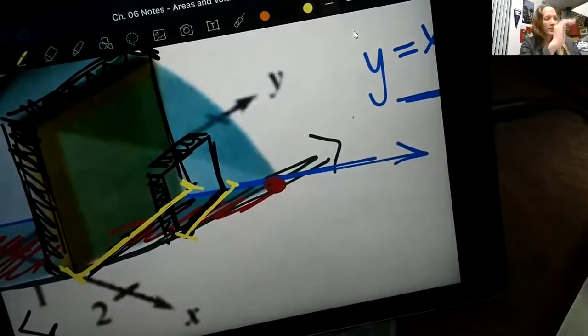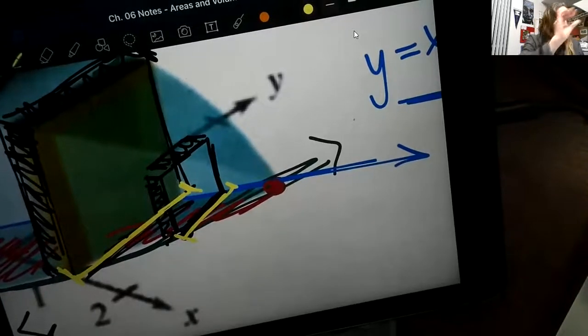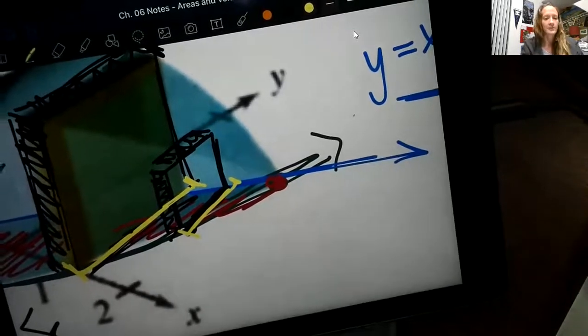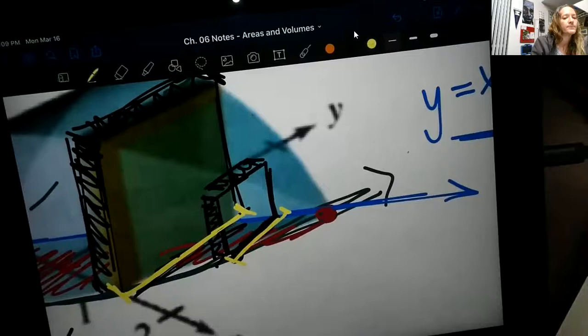If you guys are wondering why this is a random white thing, it's trying to block the glare from the lights onto the iPad. It's kind of working, kind of not, but we're trying.